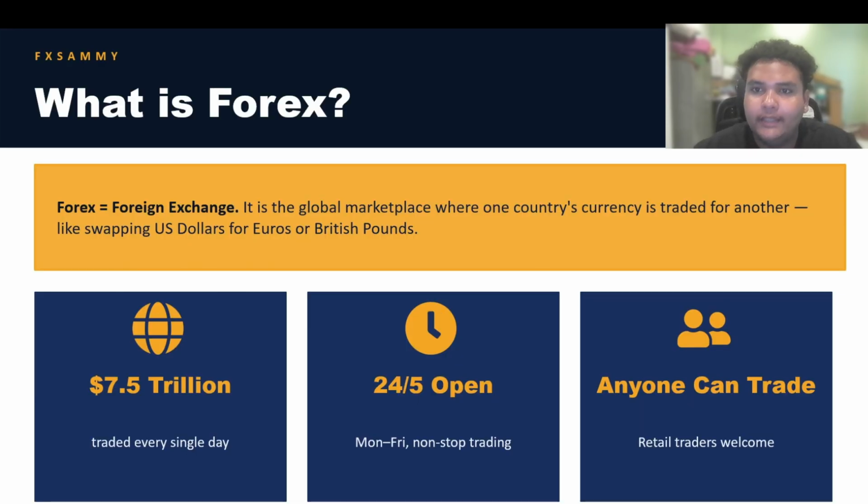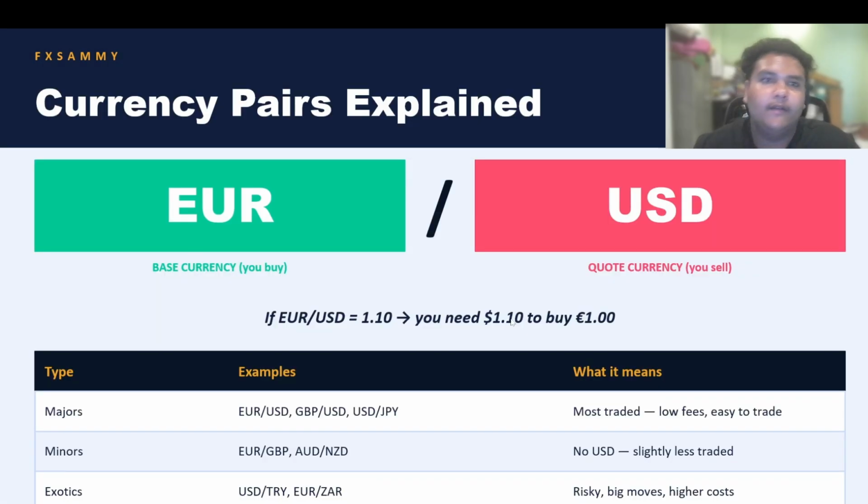First of all, what is Forex? Forex is foreign exchange. It is the global marketplace where one country's currency is traded for another, like swapping US dollars for euros or British pounds. It has a 7.5 million traded volume. It is open 24 hours, 5 days, Monday to Friday, with weekly off, and anyone can trade. Retail traders are welcome over here.